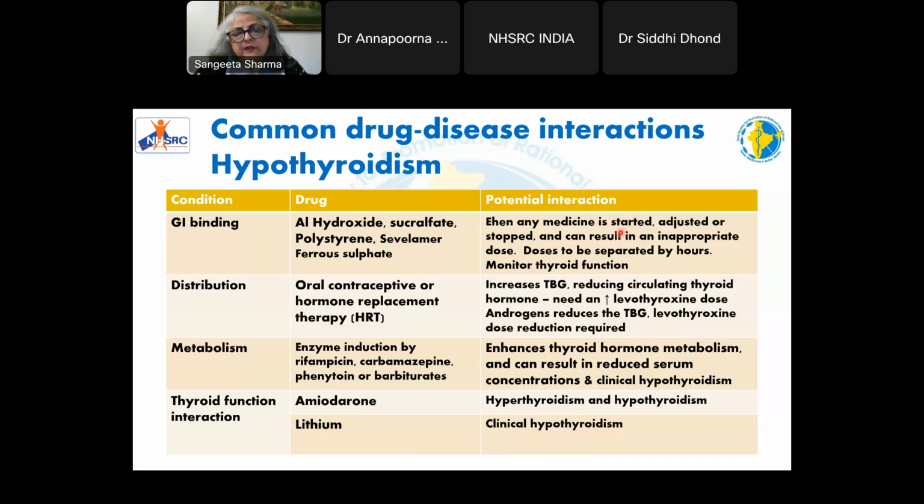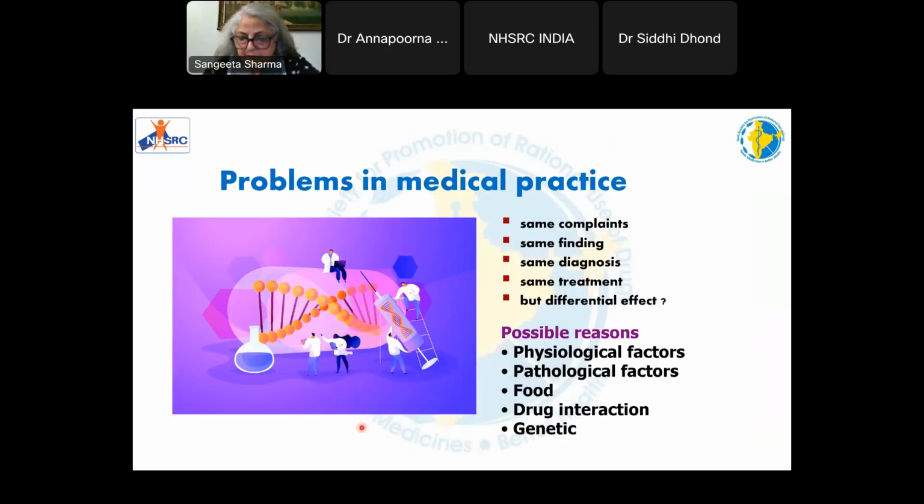Similarly, oral contraceptives, again, may alter metabolism. Enzyme induction by rifampicin, carbamazepine, phenytoin can enhance the thyroid hormone metabolism. So you need to increase the dose of thyroxine here, and therefore it can lead to clinical hypothyroidism. So monitoring is required. Similarly, lithium on long-term use can cause thyroid function interaction. Clinical hypothyroidism may be there.